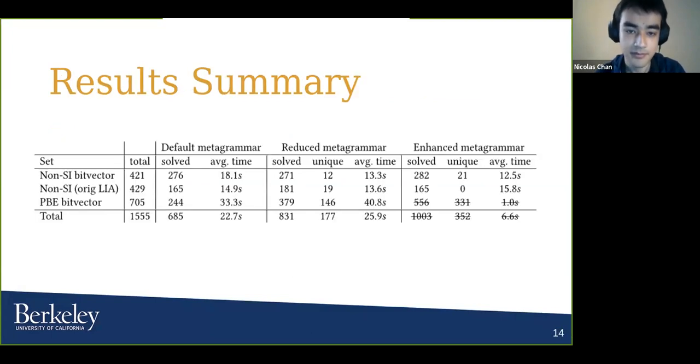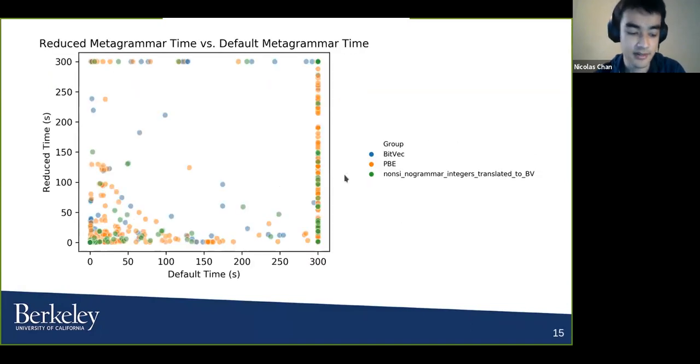So here's a table of our results. I'll talk about the enhanced metagrammar later, but the important thing to notice is we do solve some unique benchmarks that we didn't solve before with the reduced metagrammar. And sometimes it's faster. This is a graph.